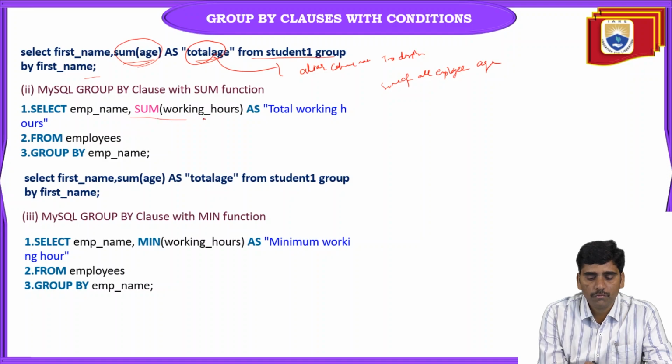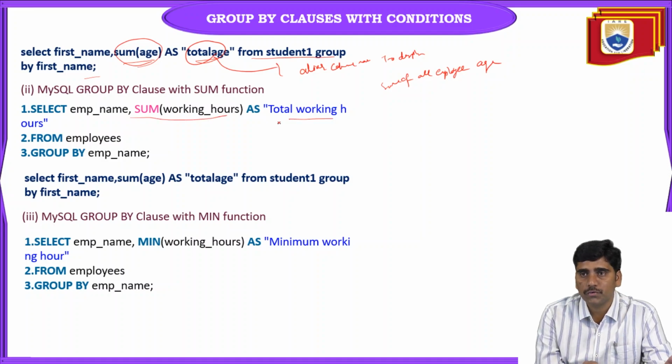So here, sum of working hours as total working hours, from which table? Employees, and group by employee name. And here is the same example with a group by clause with a minimum function.